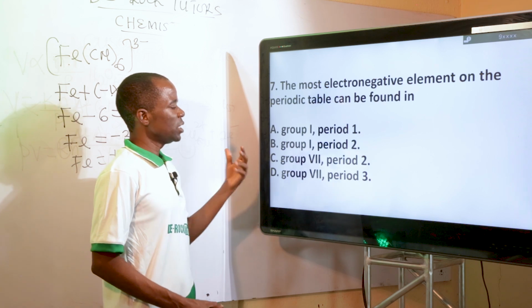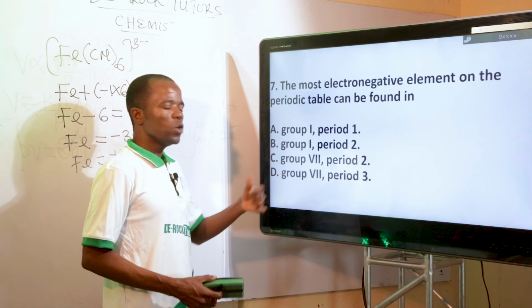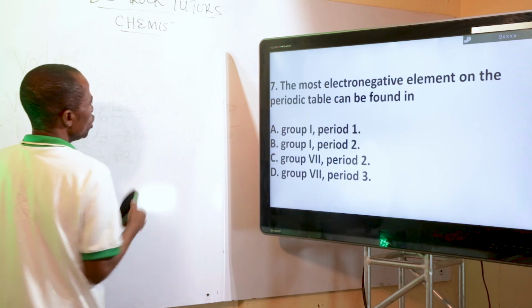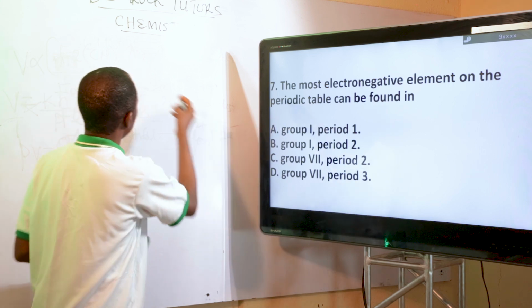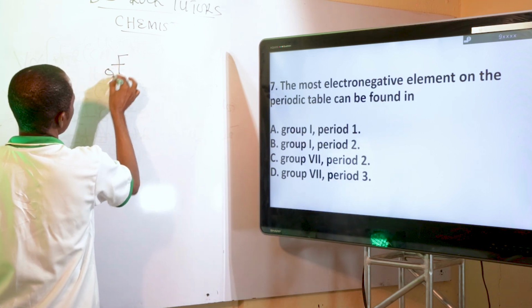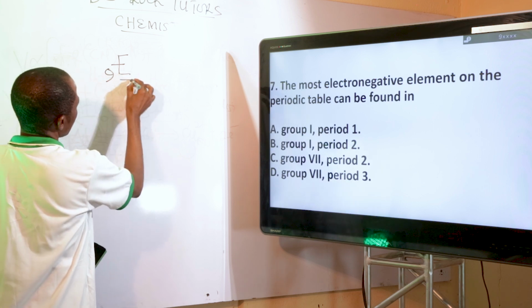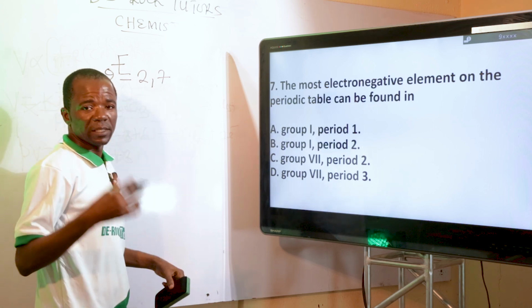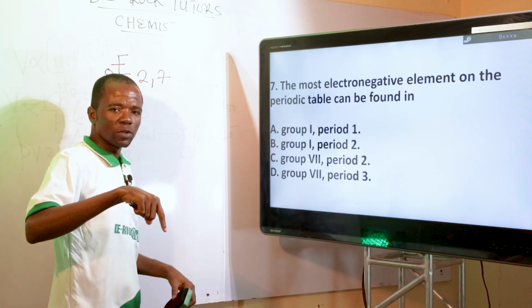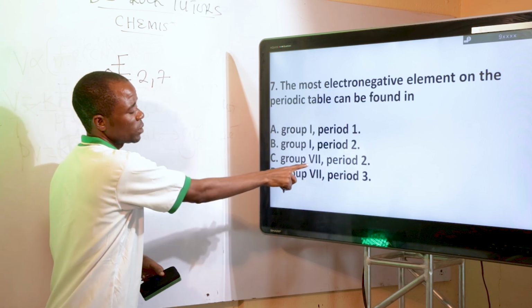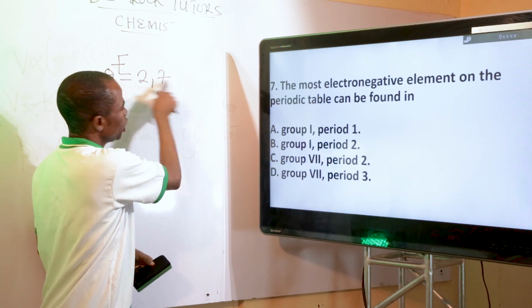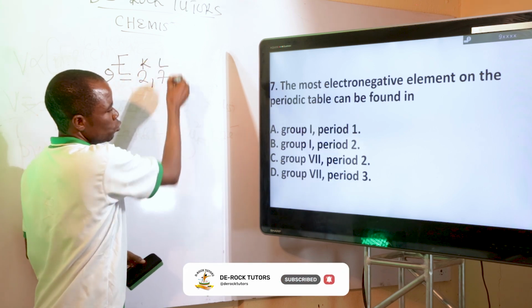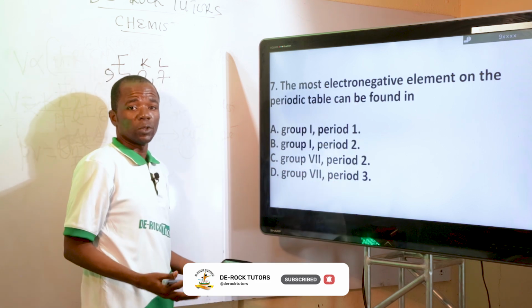As a matter of fact, it is easy to know which group and which period any element belongs to. What we need to do is this. Since we know the element being spoken about here is fluorine, this is fluorine with atomic number of 9. And this can be broken down to 2, 7. 7 here is the number of valence electrons. The valence electrons of an atom show the group it belongs to. So 7, that's group 7. And the number of shells gives the period it belongs to. 1, 2. This is the K shell and this is the L shell. So it has 2 shells. That is period 2. So it's as simple as that.